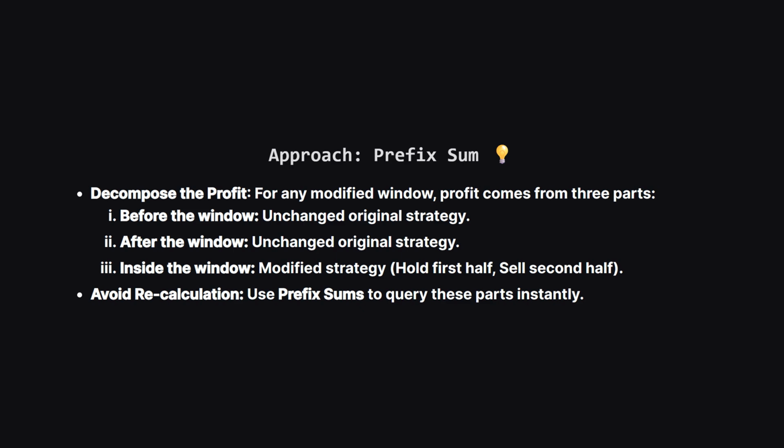Notice that for any window we pick, the days before the window and the days after the window don't change at all. Their contribution to the profit stays exactly the same. The only thing that changes is what happens inside that window of size K. This screams prefix sums. If we pre-calculate the running total of profits, we can instantly find the profit for any before or after section. And for the inside section, since we know we're just selling in the second half, we can also use a prefix sum of just the prices to calculate that part quickly.